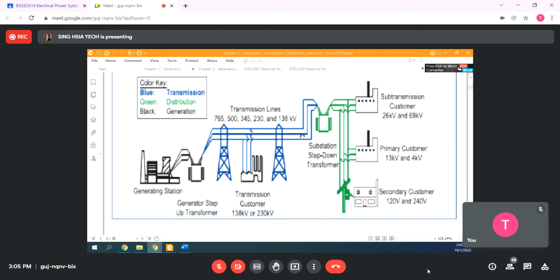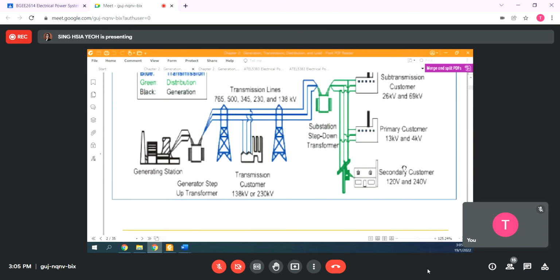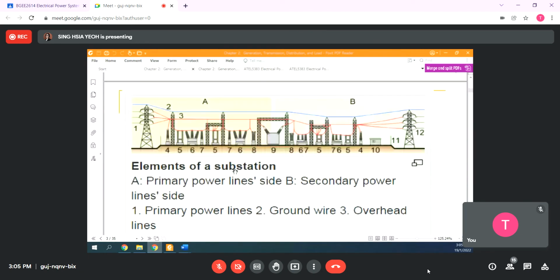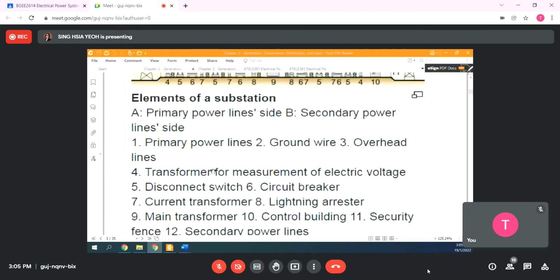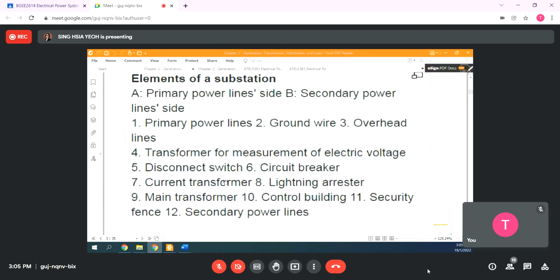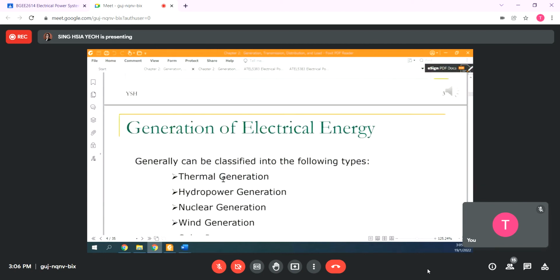Okay, so you step up to avoid the power loss, and then you go through the transmission line. Then there is a substation to step down the voltage, then distribute to the consumers. So it can be a high voltage transformer for a factory or small factory, or the residential or commercial area. In a substation, you have a few components: power line, transformer, disconnect switch, circuit breaker, those things.